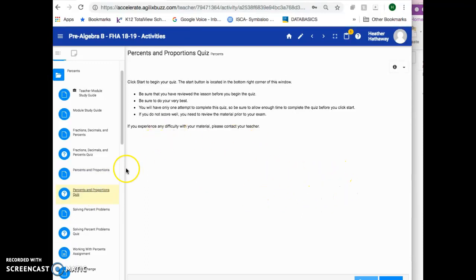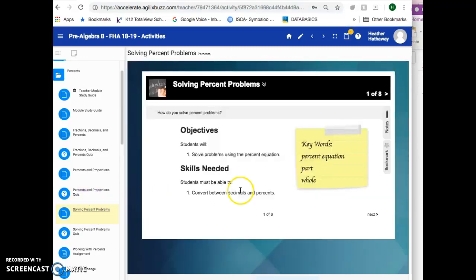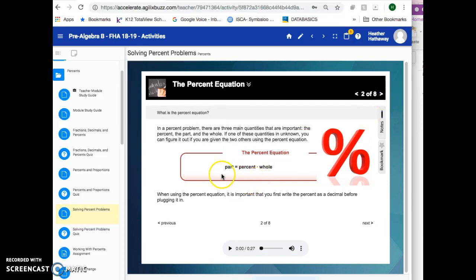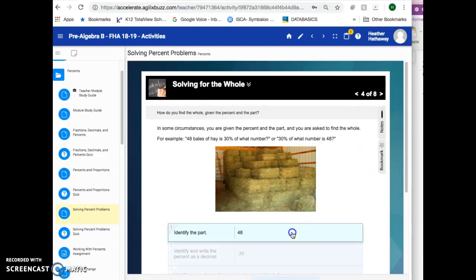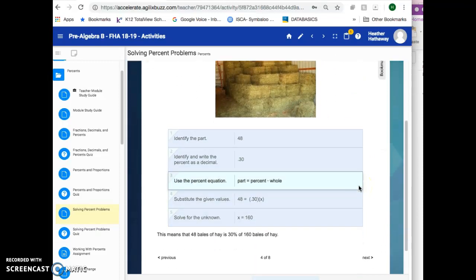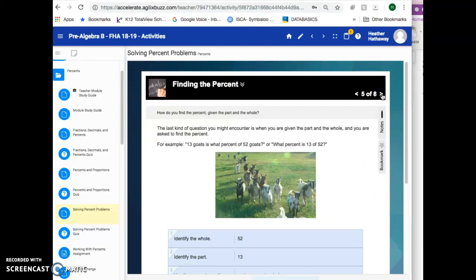So again, the quiz, they've covered everything in this. And then we're going to get to the next lesson, which is solving percent problems. So now this one is a little bit different than the proportion. This one is part equals percent times whole. And again, take notes. Go through every single slide. Go through every single example. You can see that these are examples. These are things to do, exercises to help you with it.